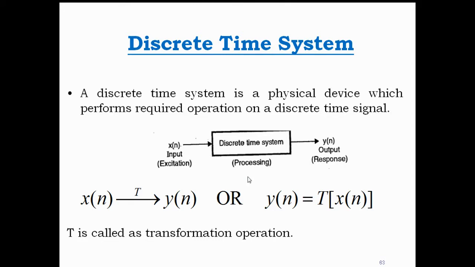And this whole process, a combination of input, output, and process, is together considered as a discrete time system. So if you look at the screen, it can be defined as a physical device which performs a required operation on a discrete time signal. As I told you, when we define a system, we should be very clear about the output or response.